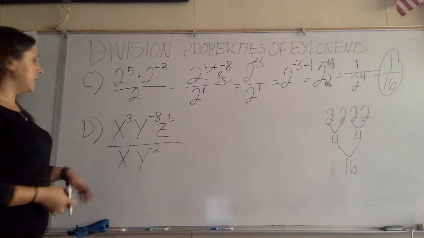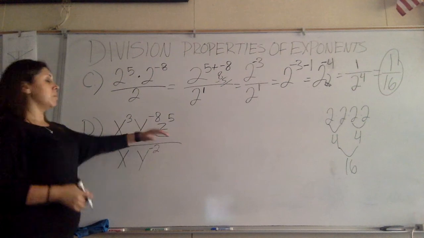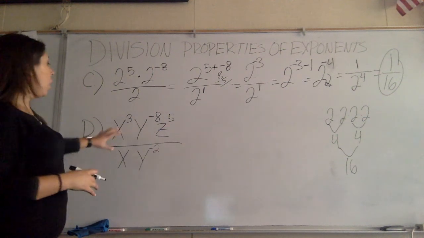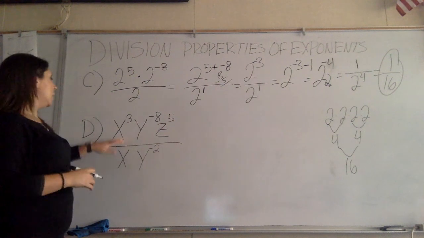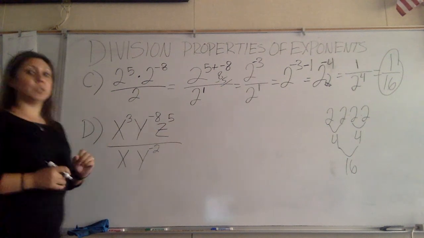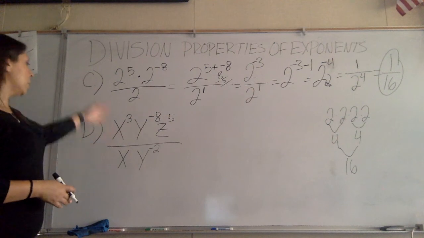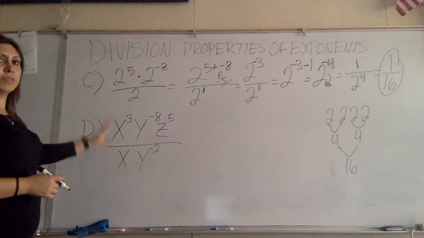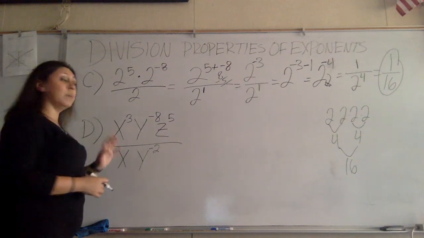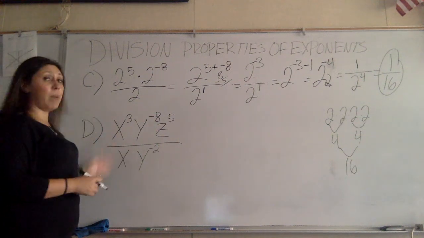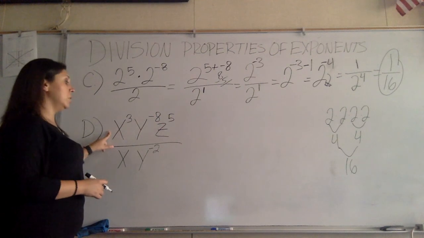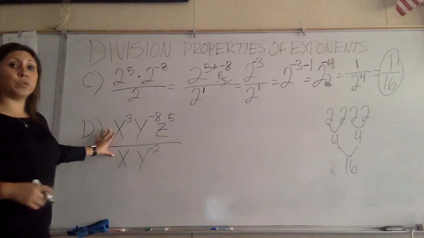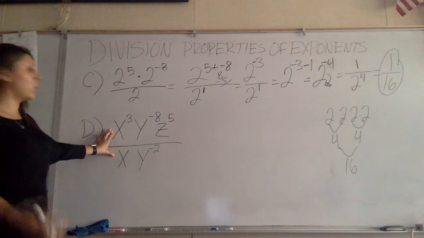So looking at D, I look at the top. Do I have any common variables or common bases on the top? X, Y, Z. I don't. So we look at top and bottom. Do I have common bases? Ugh, too many vocabulary words. Common bases between top and bottom. I do. I have an X and I have a Y. So deal with X's first, because we are doing it in alphabetical order.